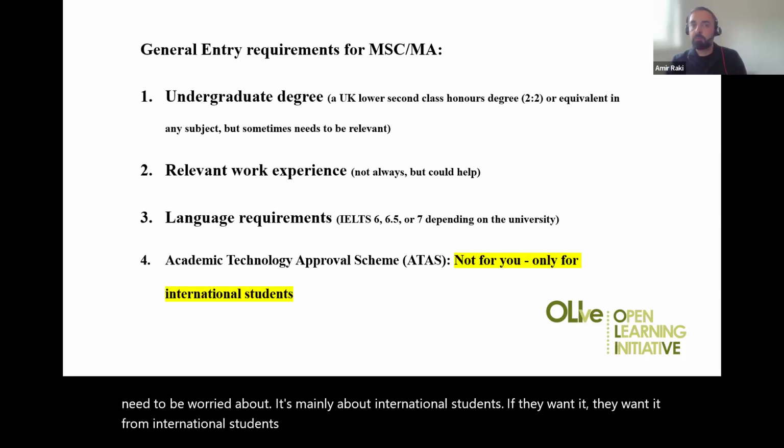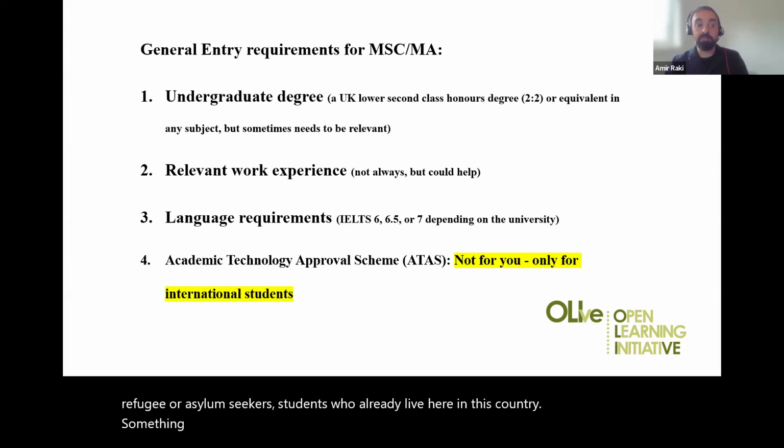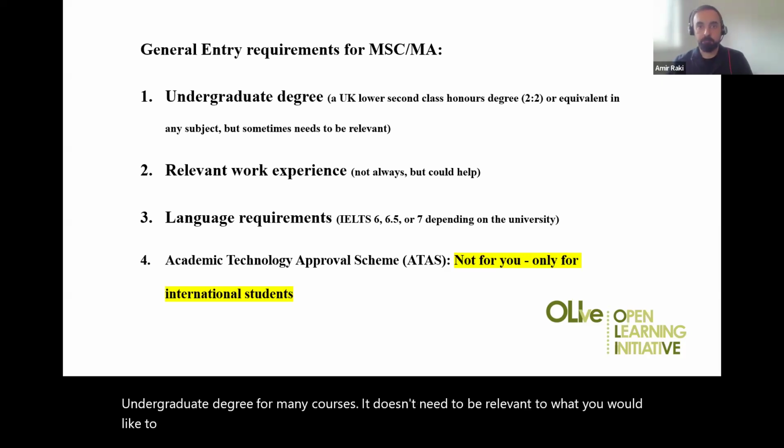So most of the time, universities don't require that for refugee or asylum seeker students who already live in this country. Something else that you need to have in mind in terms of your undergraduate degree: for many courses, it doesn't need to be relevant to what you would like to study in postgraduate. But for some courses, it needs to be relevant, okay?